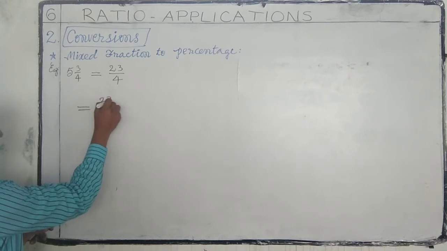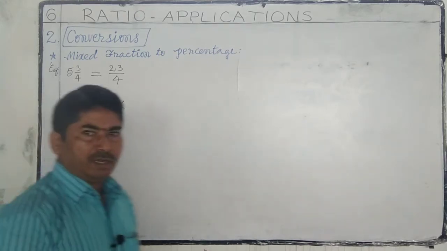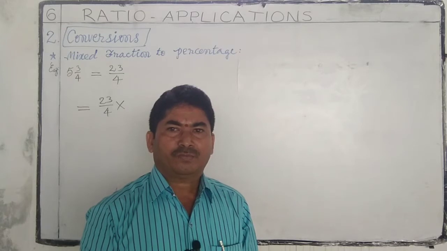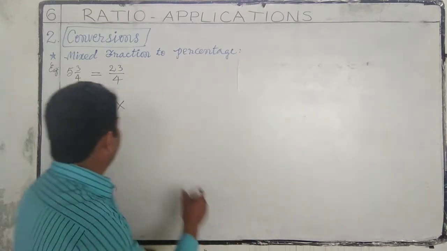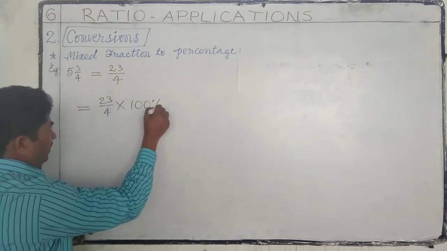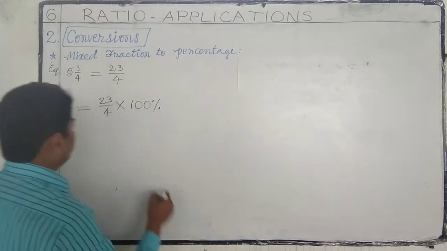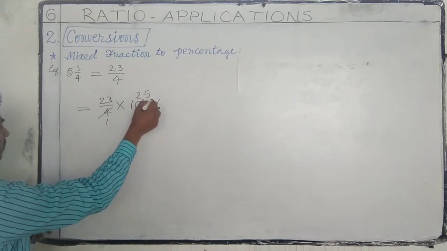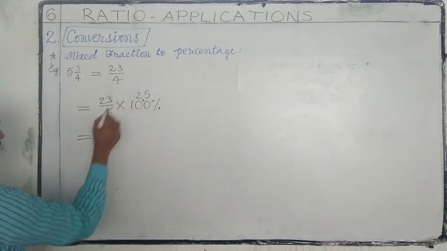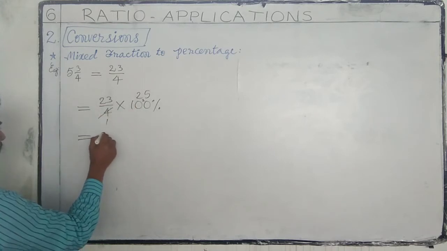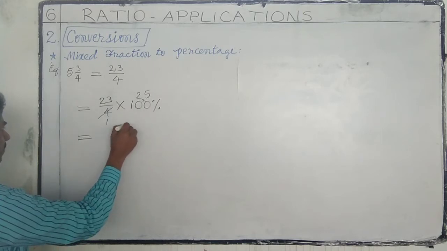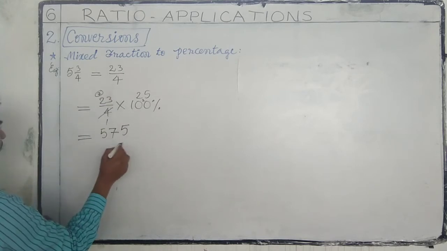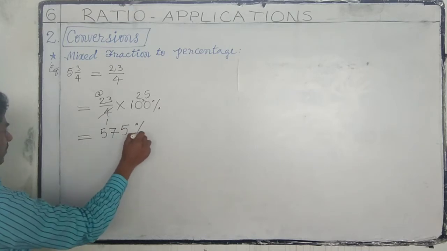That is equal to 23 by 4 into 100. To convert a fraction into percentage, first we have to multiply by 100 and keep the percentage sign, then simplify. 4 ones are 4, 25s are 4 twos are 4 5s are 20. 25 threes are 75, 25 twos are 50, 575 percentage.